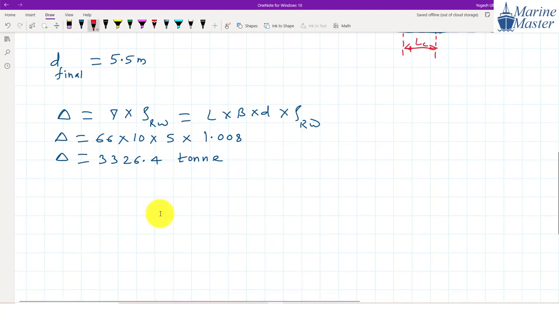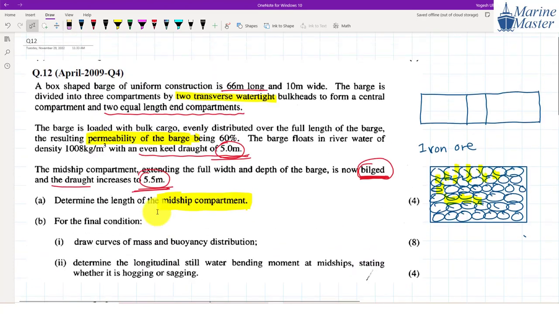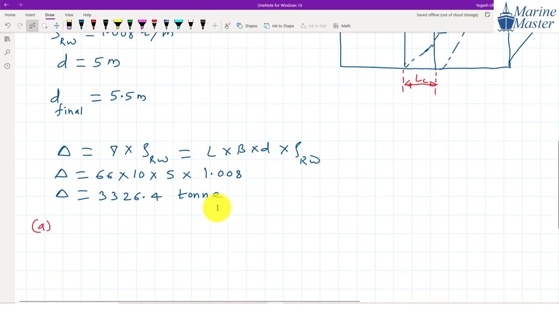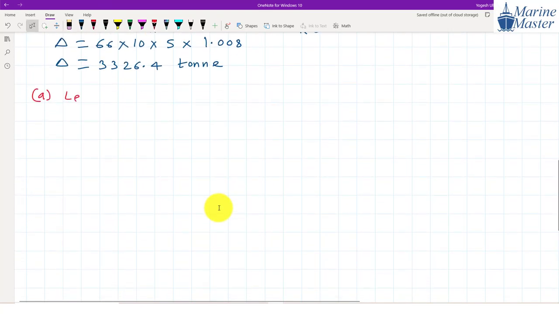Now, what is our target in A part, guys? What we have to find out in A part? Our target in A part is: determine the length of the midship compartment. What is our target? What we have to find out? The length of the midship compartment.